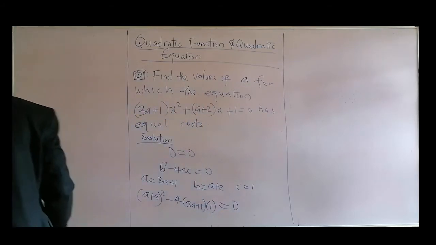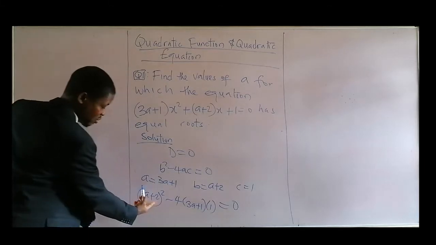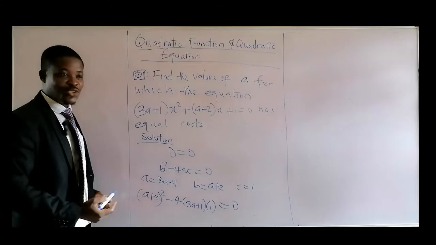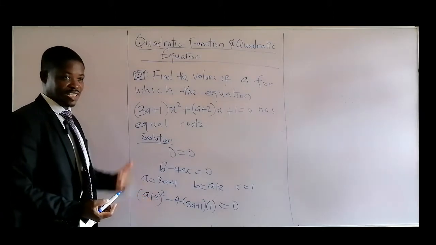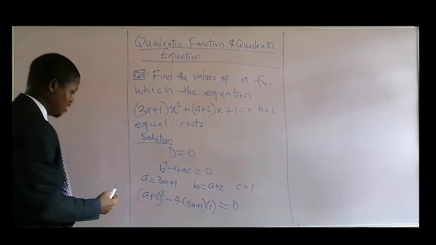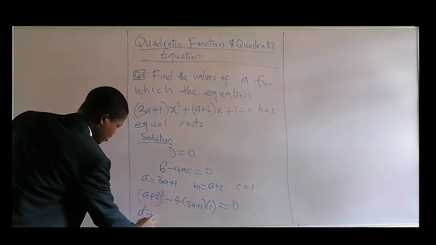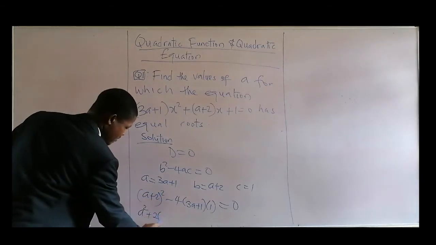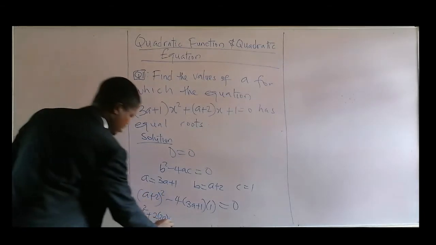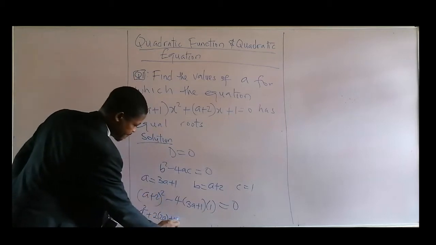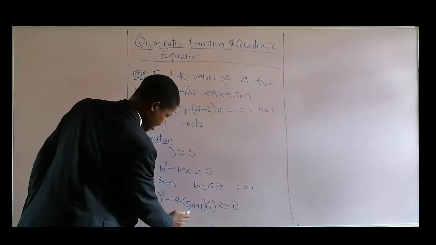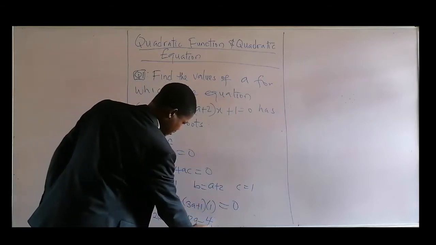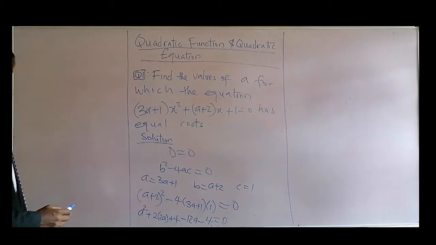Then we can do the expansion. I've done these lectures on equations involving one unknown, so you can check the video and learn that. So this will give me a squared plus 2 times a times b, that's 2a, then plus b squared, that's 4, and then this will give me minus 12a minus 4 times 1, minus 4, equal to 0. So that's what we have there.